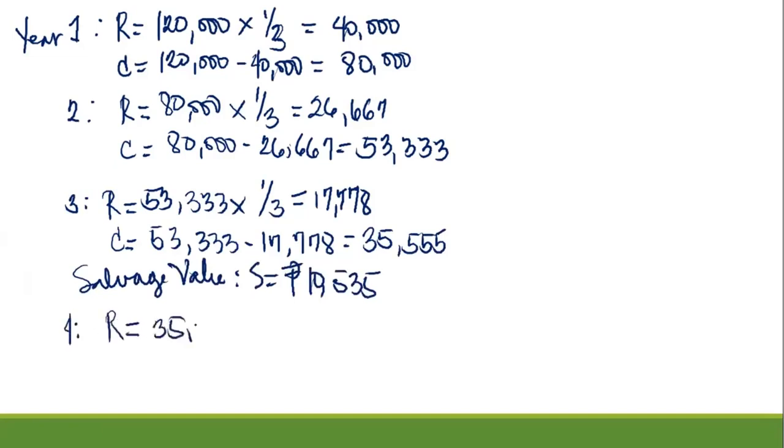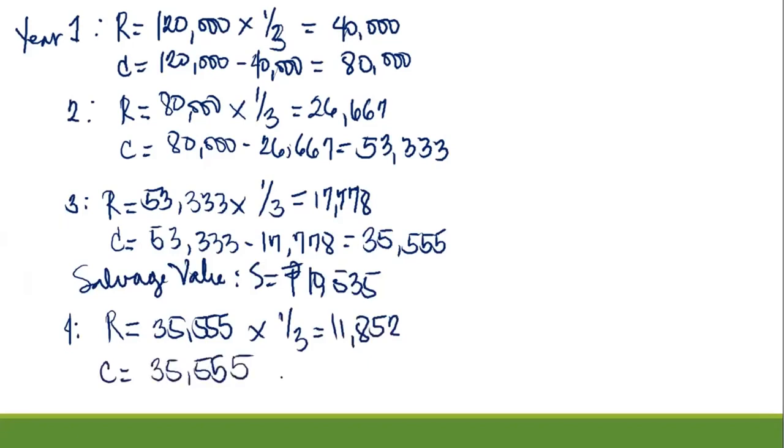Ayan. So, 4th year, 35,555 times 1/3. So, this is equal to 11,852. Okay, bawas lang natin dyan. So, cost minus 11,852. So, this is equal to 23,703.